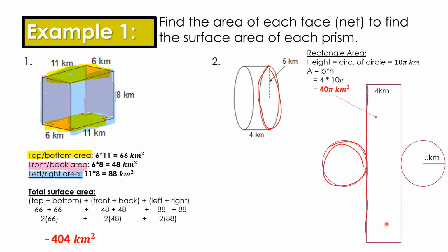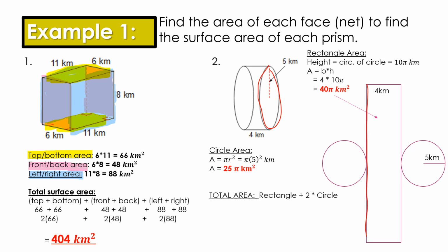So I've got this guy covered. Then I just need to find the area of both of those circles, or just find one of them, right, and multiply by 2. So the circle area, we did a lot of those in chapter 10. It's going to be pi r squared, which gives me 25 pi kilometers squared. Then to find the total area, I have to do the rectangle and then do 2 times the circle, or just add circle plus circle. So that is going to give me 40 pi for the rectangle. 2 circles is going to give me 50 pi, right? And add those together, I get a total area of 90 pi kilometers squared.